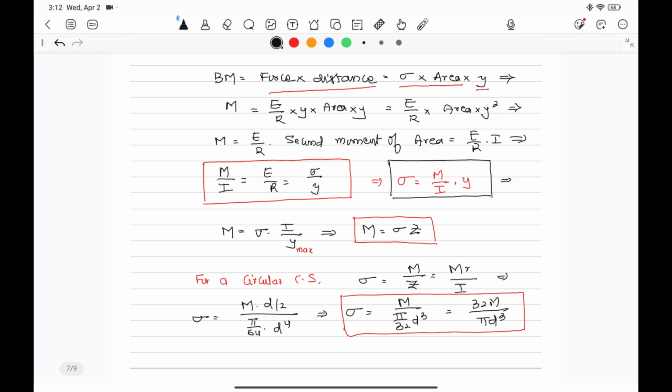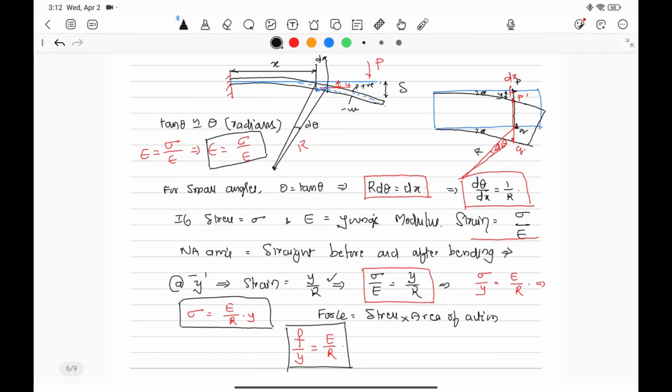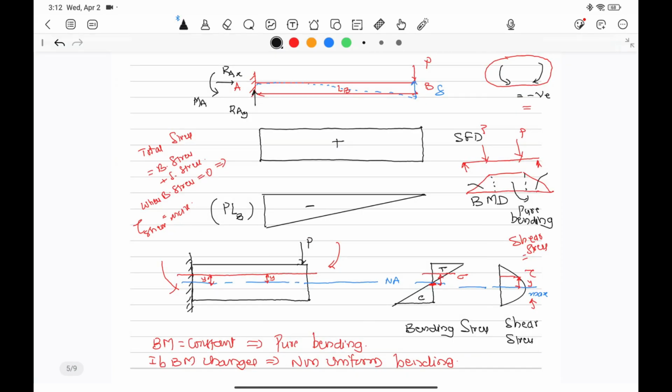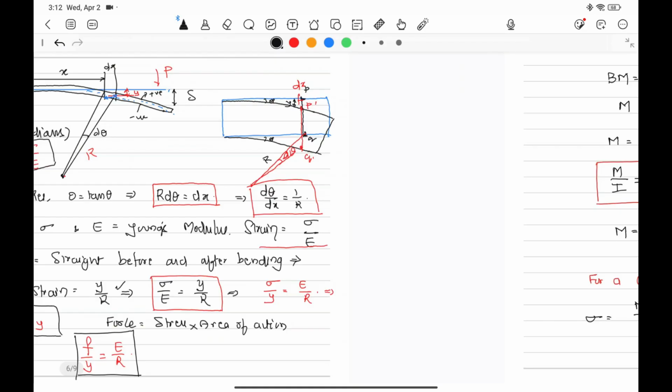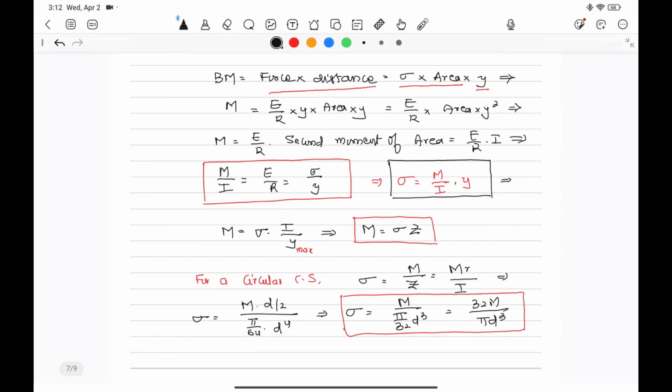Next we will go for this: sigma into area is equal to force, stress into area is equal to force, because stress is equal to force by area, into distance y. That y distance we have taken here from this diagram. That means at a distance of y from the neutral axis.